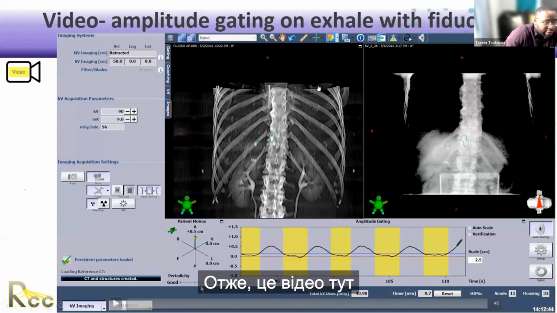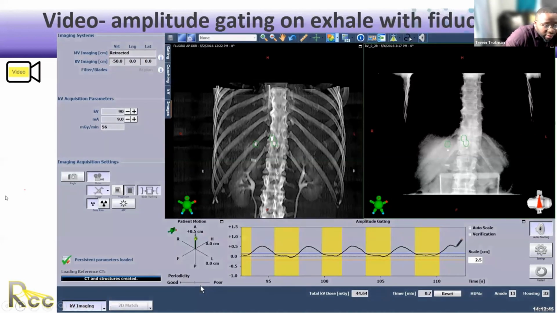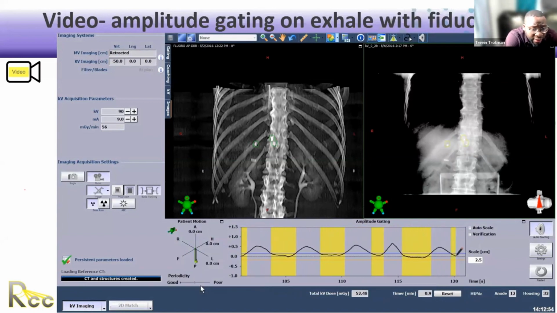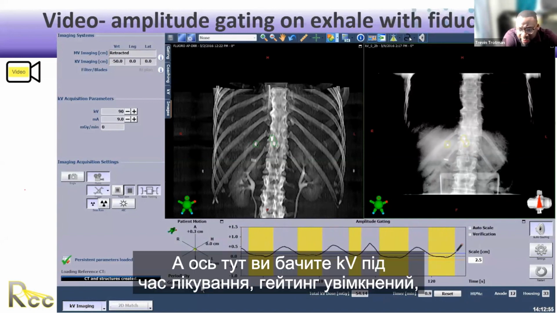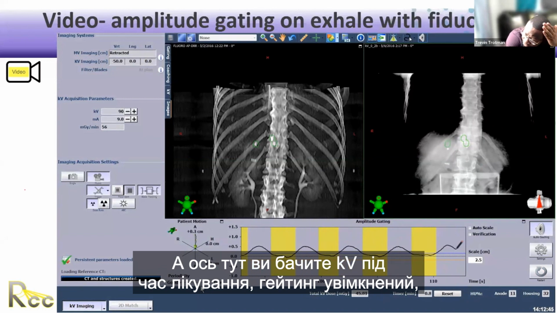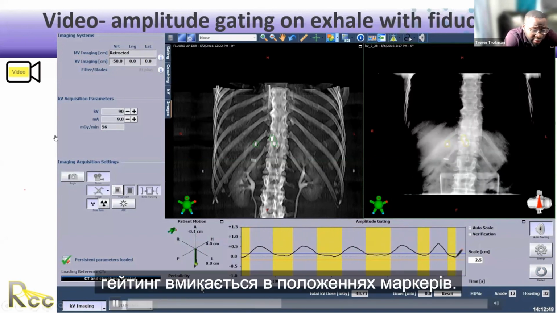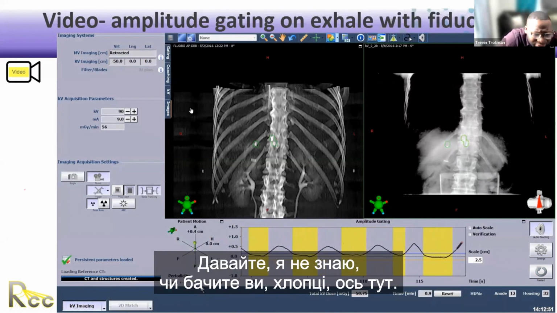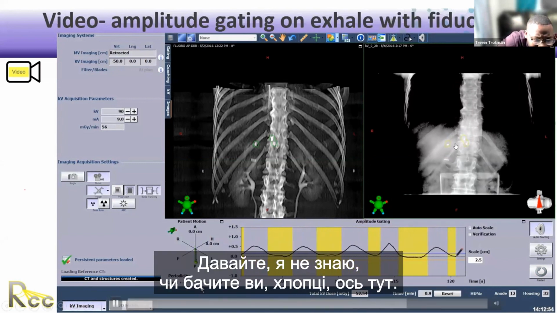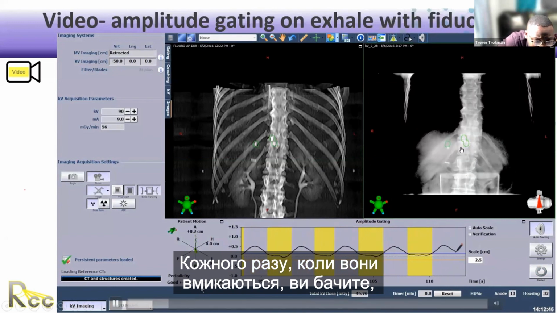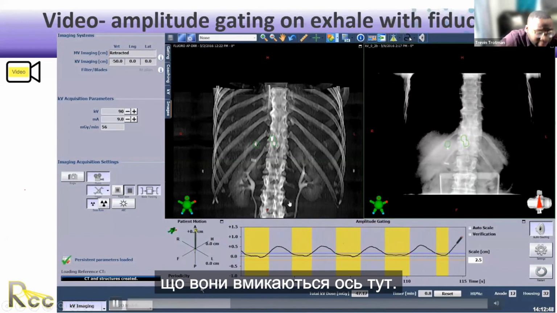This is a video of an example of amplitude gating in the case of fiducial markers. Here you see the kVs during the treatment. The gate turns on in positions of the fiducials. I don't know if you guys can see it right there. Every time it goes into position of the fiducial, you see that it's turning on right there.